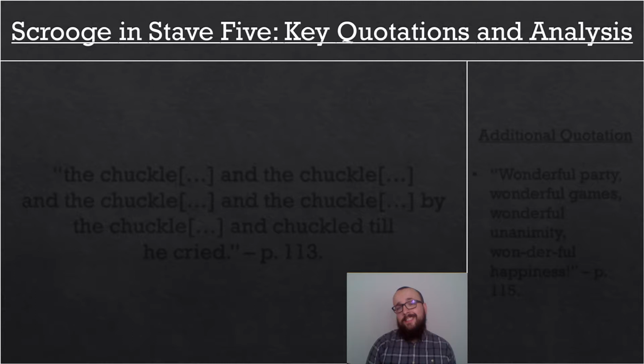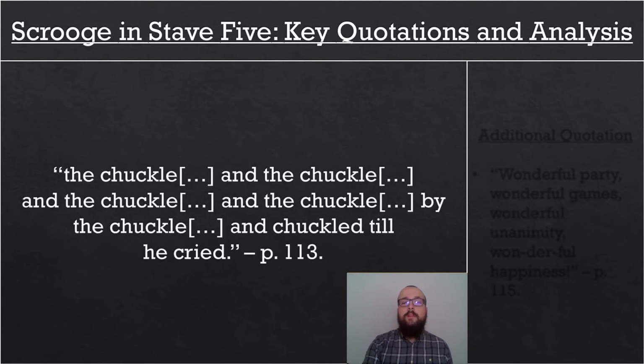How else is Scrooge different in Stave 5? Well, let's have a look at the following quotation, which says, "The chuckle, and the chuckle, and the chuckle, and the chuckle, by the chuckle, and chuckled till he cried." Blimey, you'd have thought that Dickens would have had access to a thesaurus, right? In the space of one paragraph, which actually spans only one sentence, he repeats a form of the verb chuckle 6 times.